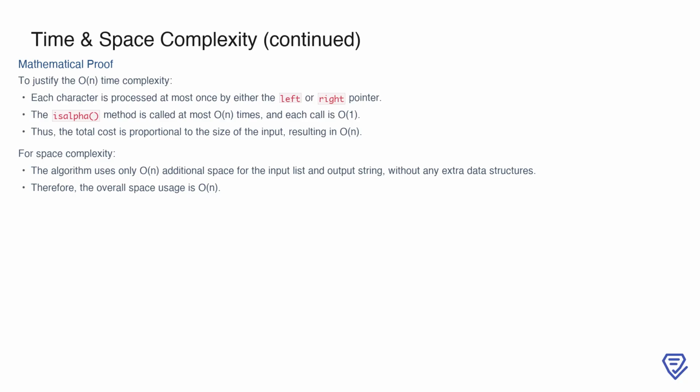As for space complexity, the algorithm uses only O(n) additional space for the list representation of the input and the final output string. No extra data structures are introduced, and the modifications are performed directly on the list. Consequently, the space usage is proportional to the size of the input, resulting in an O(n) space complexity. This balance of time and space efficiency highlights the practicality of the approach for large inputs.